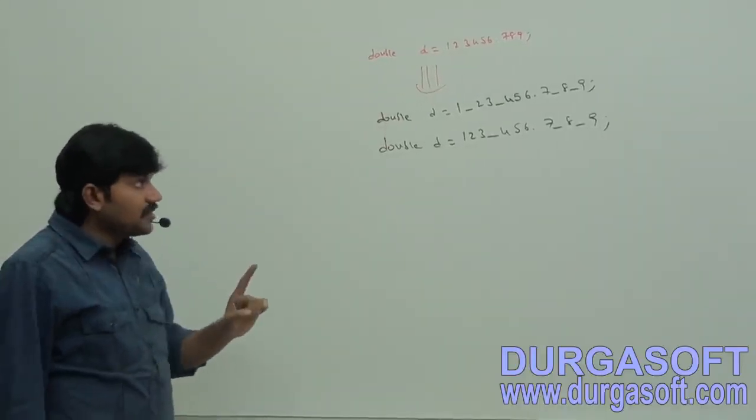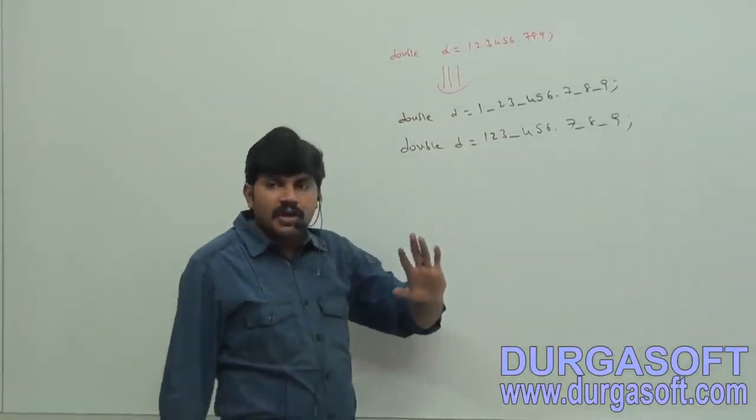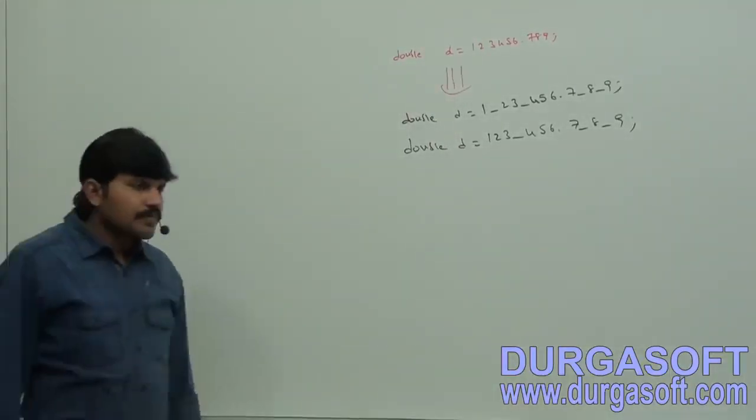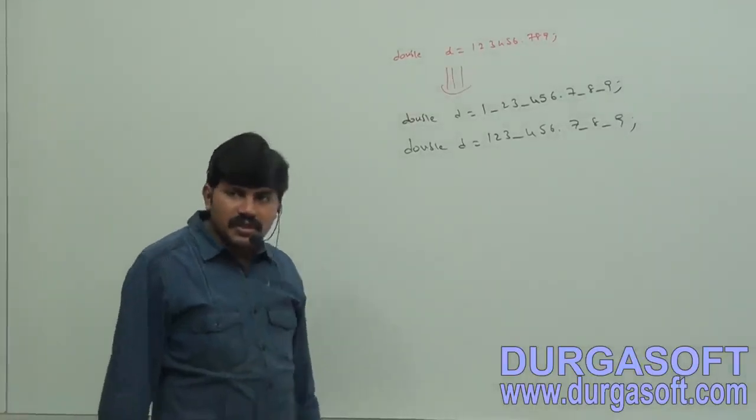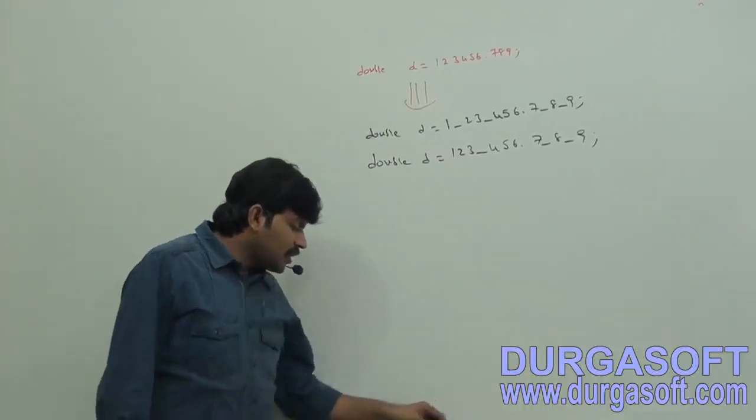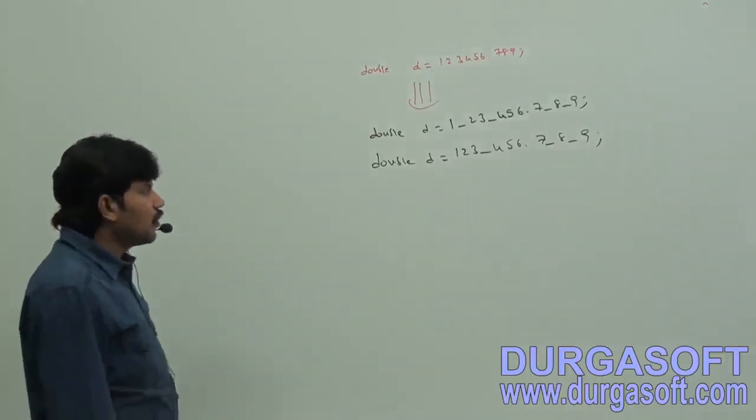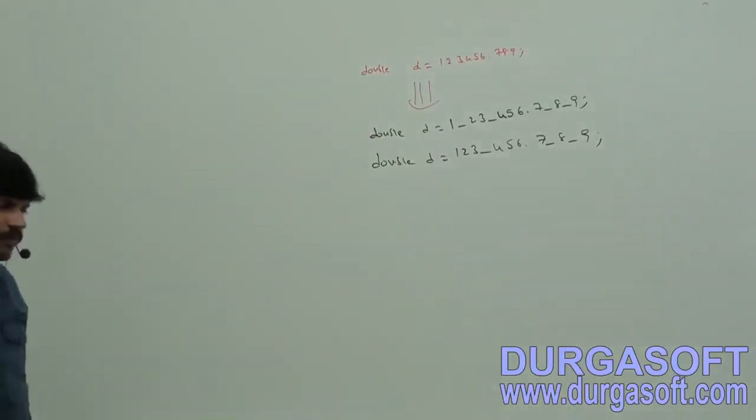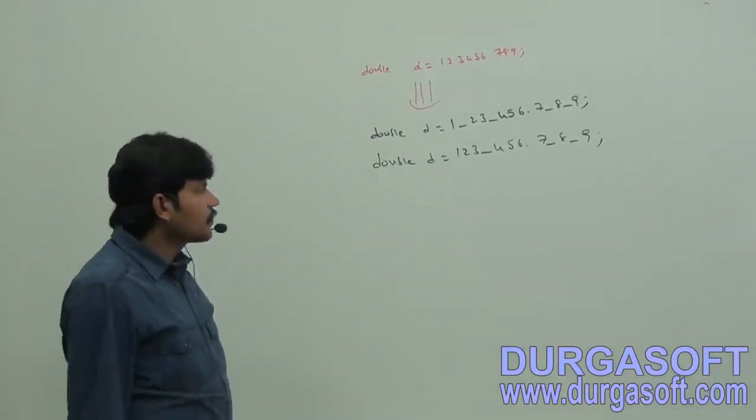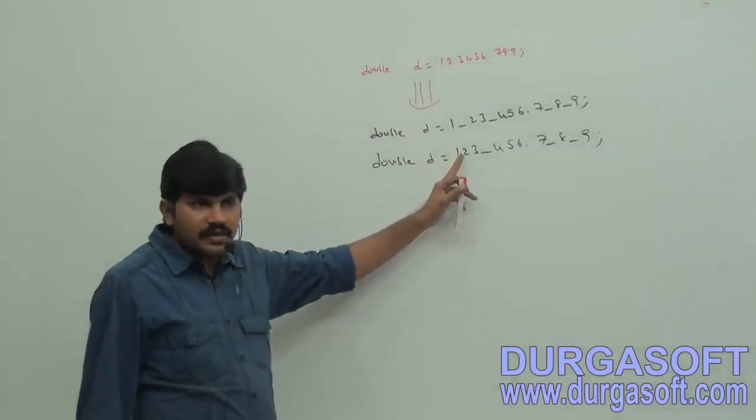Now add one point. Can you tell what is the main advantage of this approach? Readability of the code will be improved. Add: the main advantage of this approach is readability of the code will be improved. That's all. Completed, right? Okay.